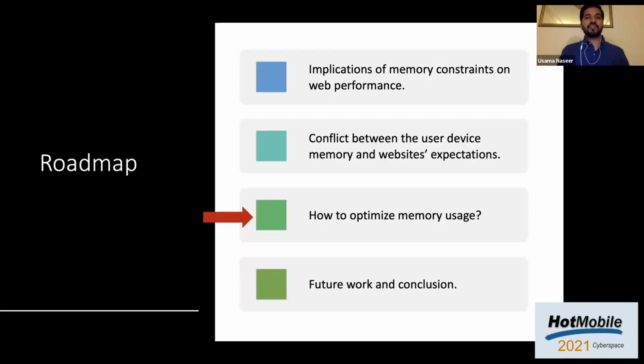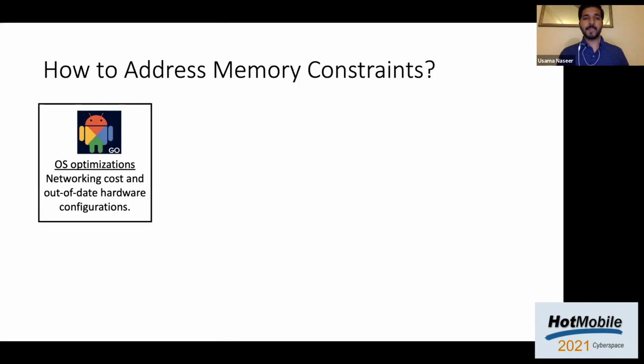Next, I'll talk about what we can do to solve this problem. I'll shed light on some design choices and our vision for building a system to alleviate memory problems. Now, the first option is to optimize or rewrite the OS to fit the needs of the low-end devices. And we do see it in form of Android Go, which is a lightweight version of Android.